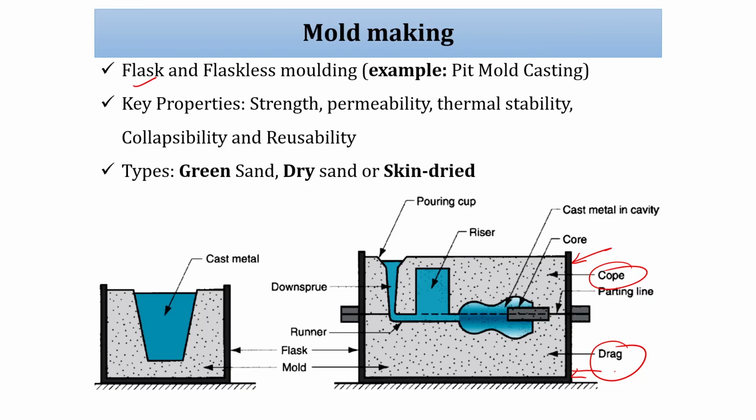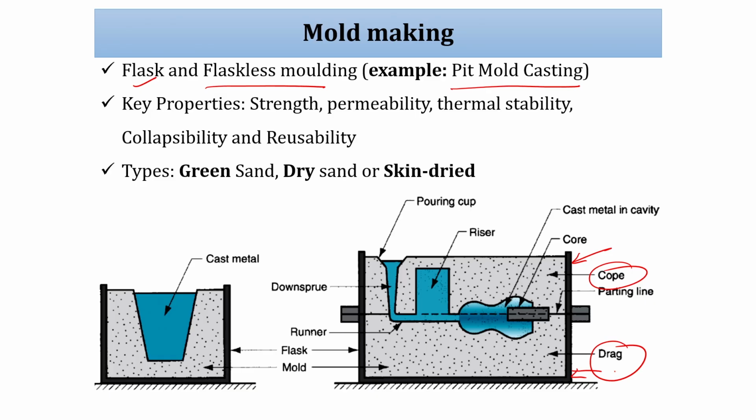There is also a mold like pit mold casting. In pit mold casting, there is no flask. Pit mold casting means we cast the material underground. Ladles and similar items are made by pit mold casting because the size is very huge, so you can't always make a pattern. And its demand is not very popular; it doesn't come up frequently.